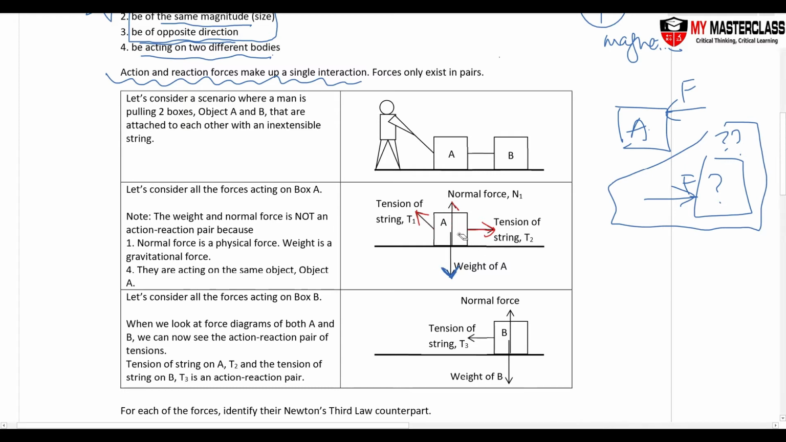Which one is an action-reaction pair? None of them are. Why? Because all 4 forces are acting on the same object. Straight away, the criteria for all of them will fail already.